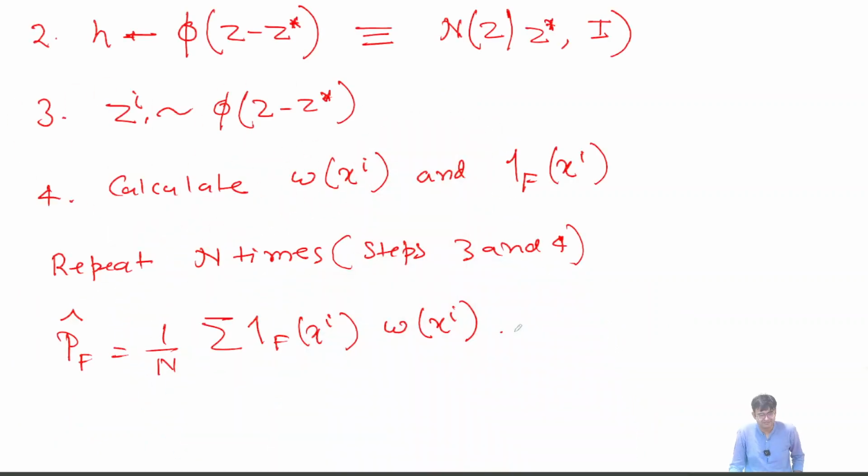But even then, the caveat is that you can ask why I? Why not some sigma squared I? You can take sigma squared I. People have taken sigma squared I. People have even set the variance to be equal to the inverse of the Hessian, H inverse, because then the variance has information about the curvature.